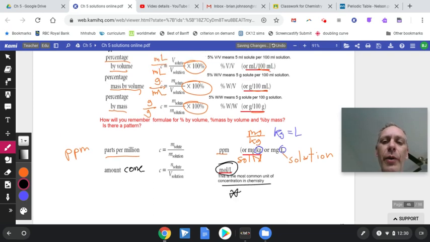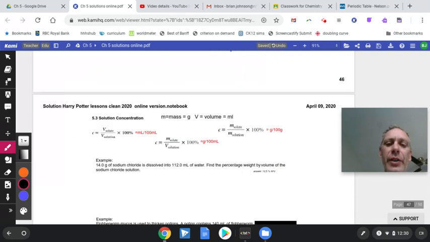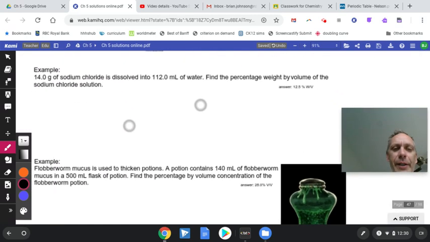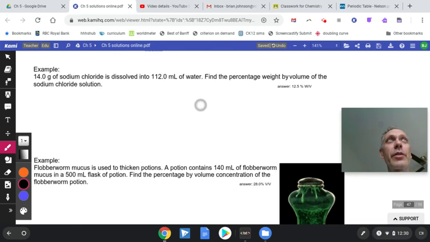Okay, so we got all 5 of those. They're also summarized in your notes for you. Now we jump into the math. So here we go, a little bit of a change up for you. To do these, you have to remember the units, and then you have to solve by units.